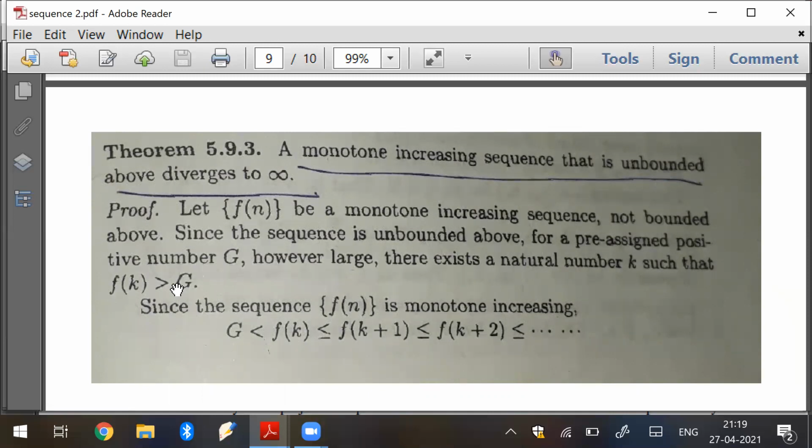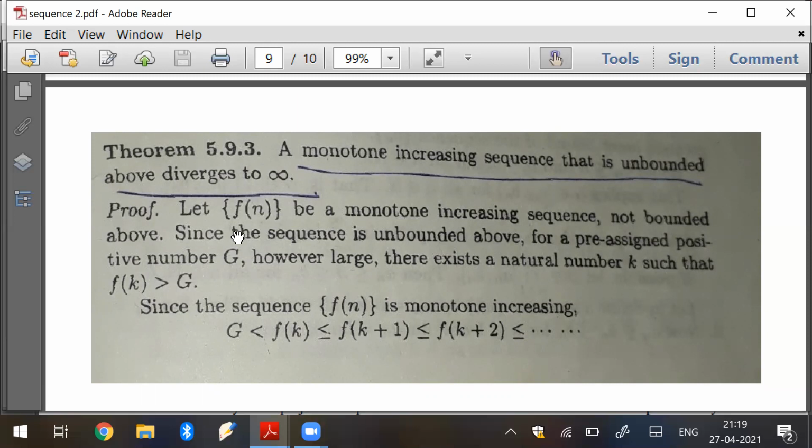Suppose I choose G equals 10,000. I find some sequence elements which are greater than 10,000. Then I think, okay, 10,000 is smaller, let me take 10 to the power 6. Then again I find some sequence elements which are greater than 10 to the power 6. Then again I increase to 10 to the power 12, and again I get some sequence elements greater than 10 to the power 12. And this continues. You cannot get any boundary.